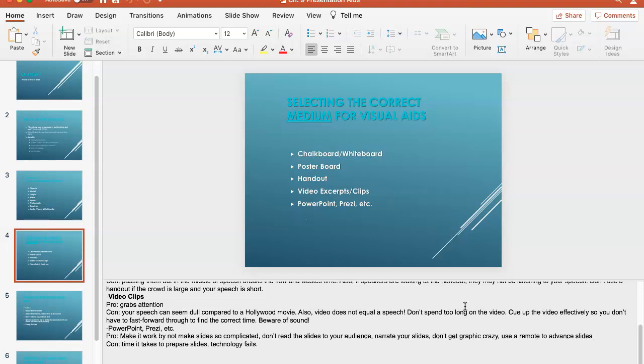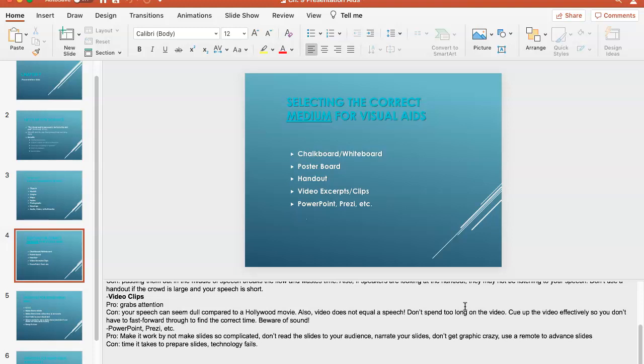PowerPoint, Prezi, etc. The pro is you can make it work by not making slides so complicated. I don't want to assume, but I don't like Prezis. With my ADHD, it's just like, whoa, where'd that go? I'm not a fan. PowerPoints are relatively easy to use. They're very clean, especially with the predetermined designs, with the different colors that are aesthetically pleasing.